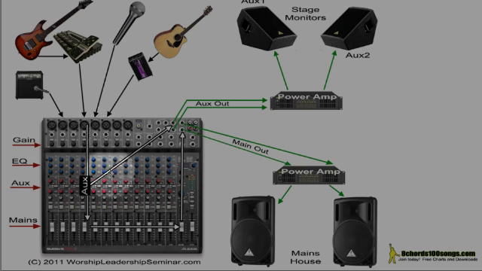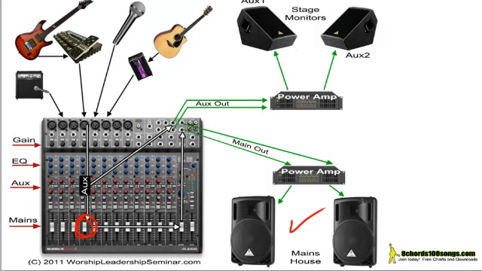Comes in, stops at the aux, runs up to the aux out, goes to the power amp, goes to the stage monitors, continues down to your master, your volume for that track for the house, runs over, goes to the main out, to the power amp, into the mains, and that's where you are mixing for the house.